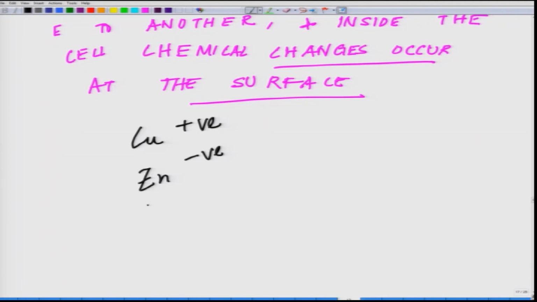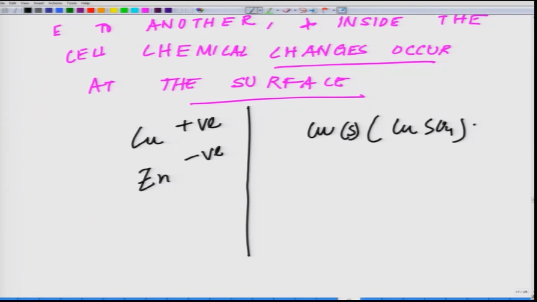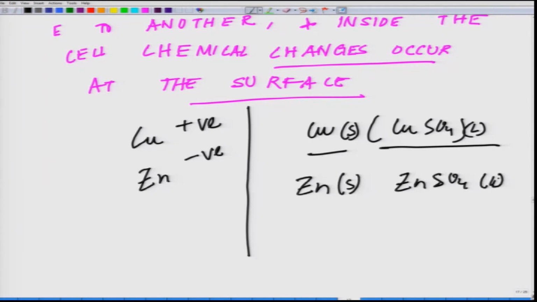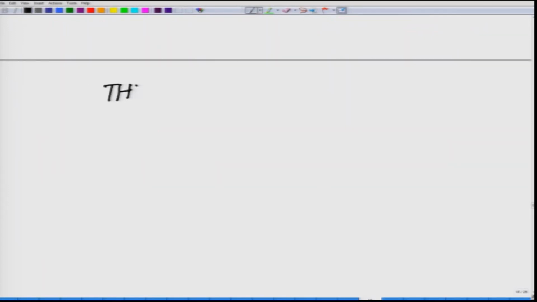Why is it so? In this cell, both electrodes, zinc and copper, are surrounded by their own solutions. Copper, which is solid, is surrounded by CuSO4, which is liquid. Similarly, solid zinc is surrounded by liquid zinc sulphate, their own ionic solution. There exists an equilibrium between the atoms in the electrode and the ions in the solution. This part is extremely important, so please be very careful, as this is one fundamental concept.